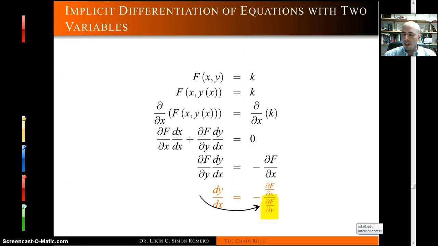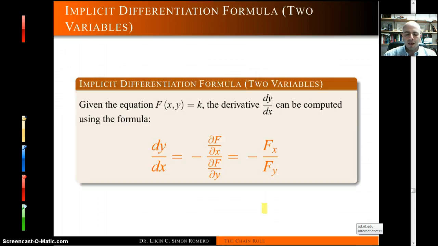Notice that this gives you a rule that always works, no matter what equation you have, and that's what we want to rescue from here. So given an equation, the derivative dy/dx is just given by the partial derivative with respect to x over the partial derivative with respect to y, with a minus. The reason they are switched is because of the process that we did before: the partial derivative of F with respect to y was multiplying dy/dx, and that's why it's in the bottom.